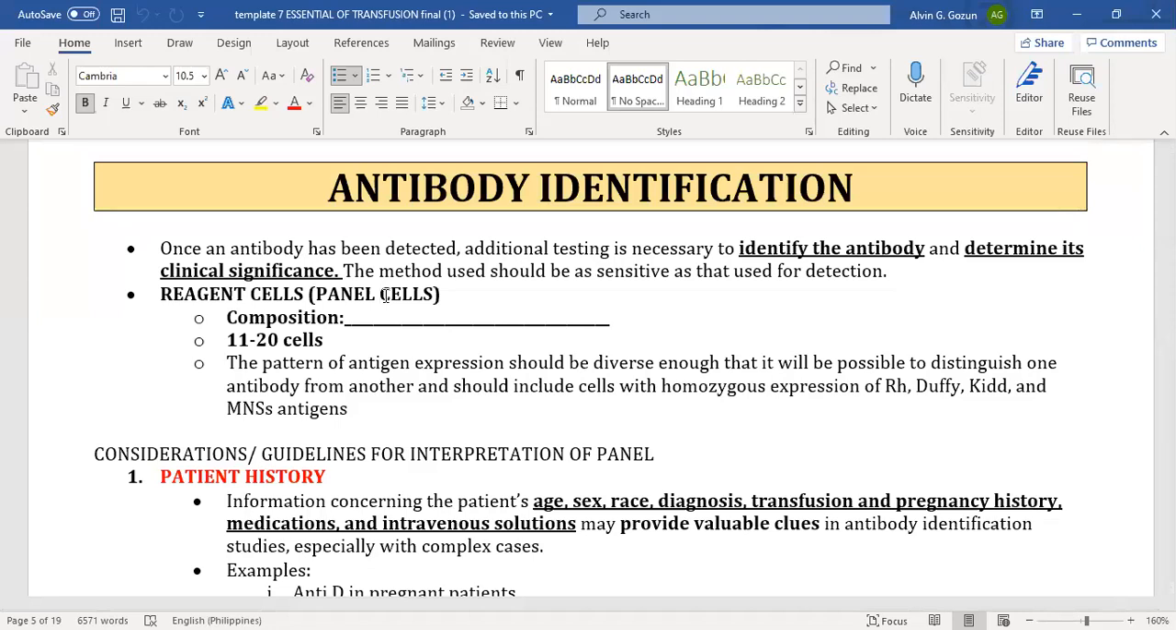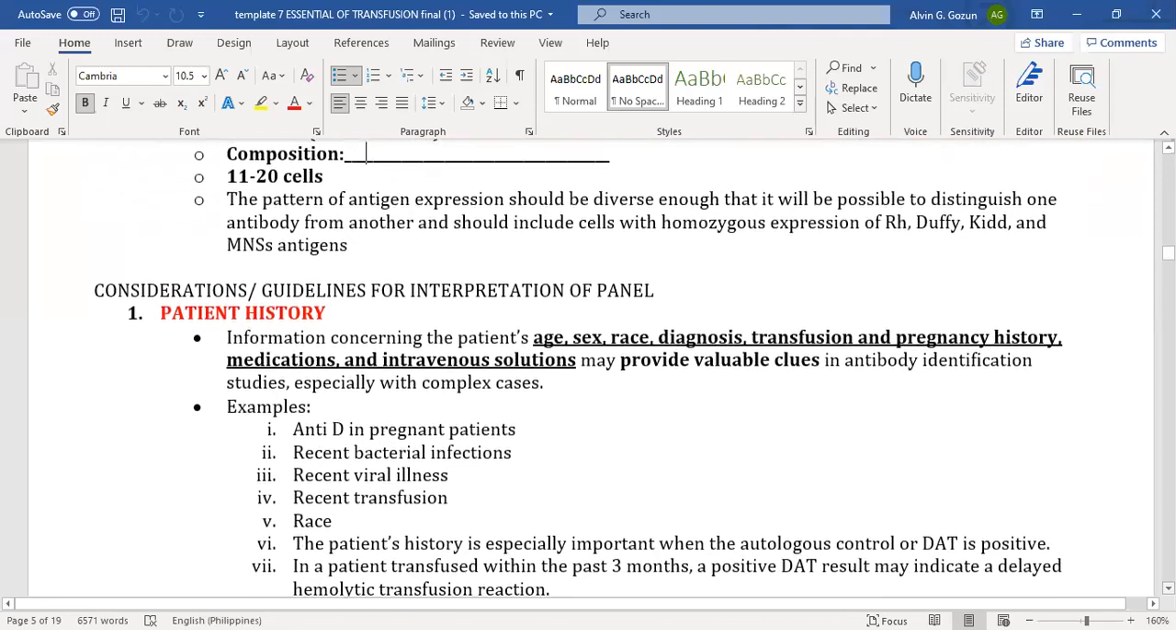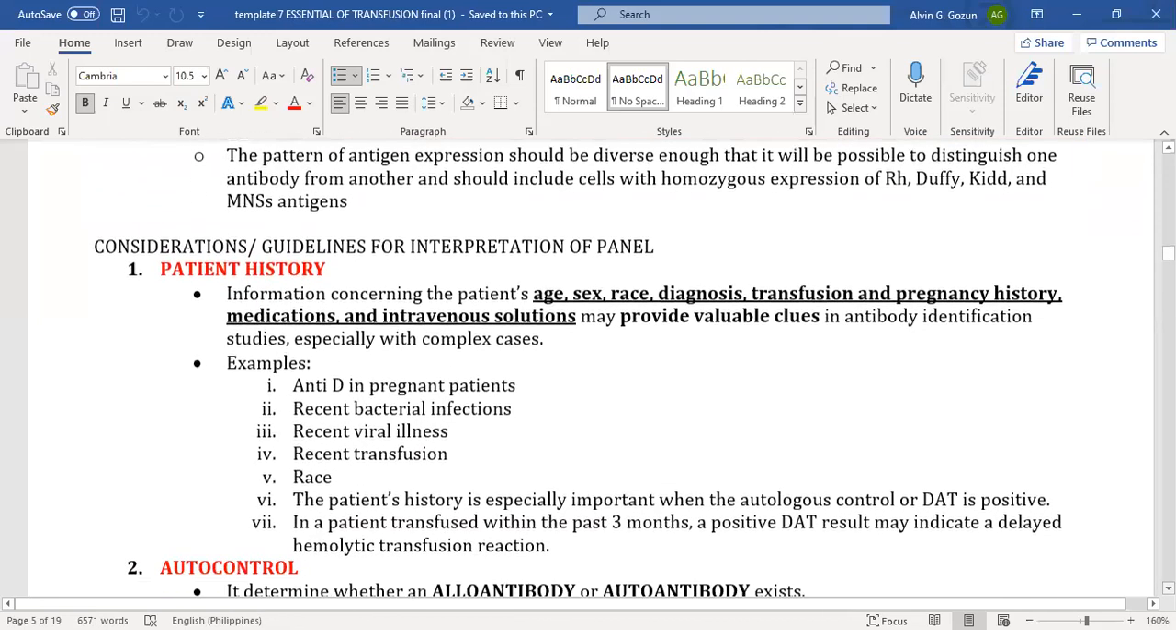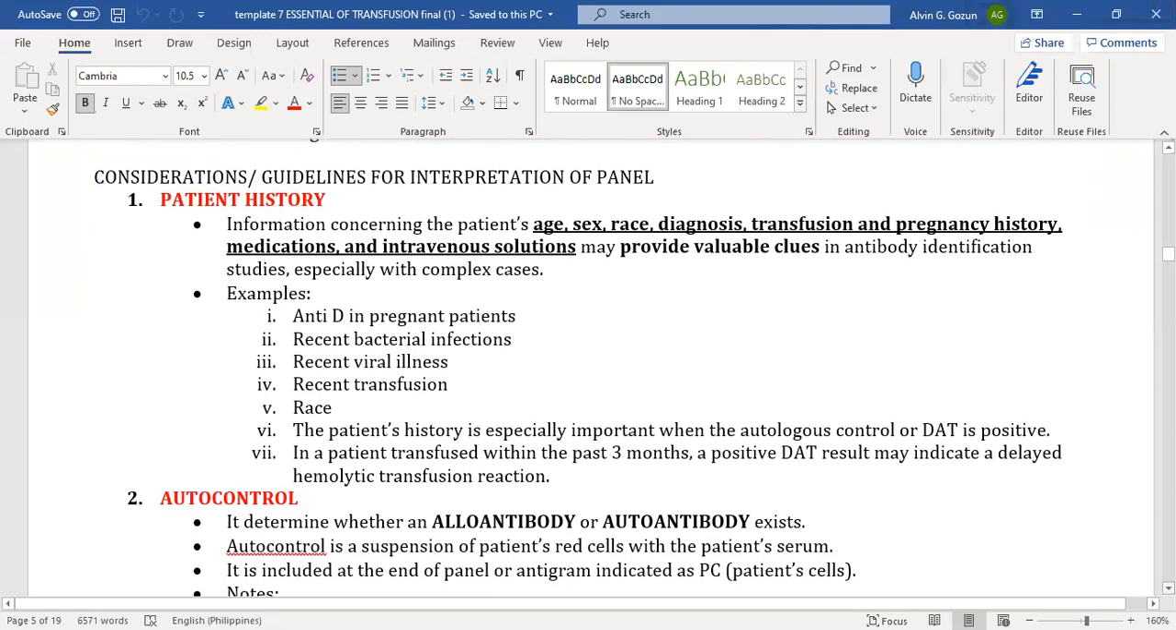Okay, ilan kasi yung screening cells natin? 2 to 3. Here, the reagent cells naman, or what we call panel cells, are 11 to 20 cells. And its composition, same with screening cells. They are group O red blood cells. So ano ba yung mga kailangan or considerations or guidelines for us to interpret the panel? Again, gusto ko lang sabihin sa inyo, yung mga key concepts na lang yung pagtutuunan natin ng pansin. Huwag natin pahirapan yung sarili natin.